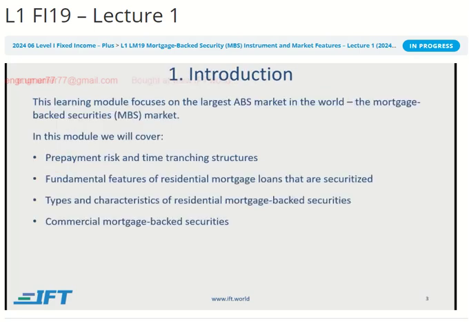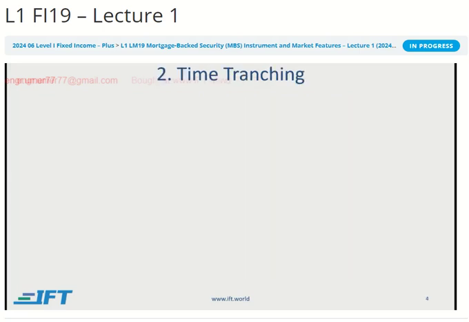We'll be looking at prepayment risk and time tranching. That's related to contraction risk, expansion risk. We've talked about this in earlier learning modules. We're going to talk about it in more detail. Now, we'll get into residential mortgages, their types, characteristics, and then finally, we'll get into commercial mortgage-backed securities.